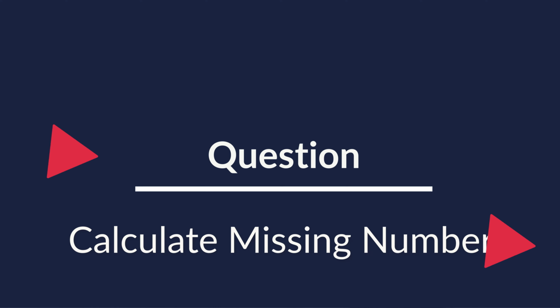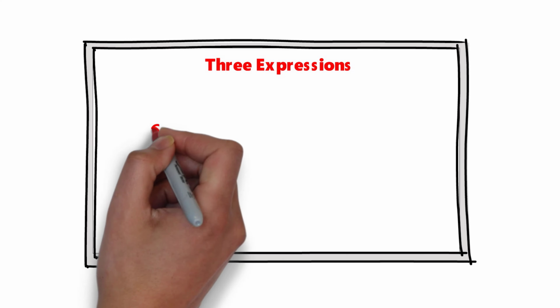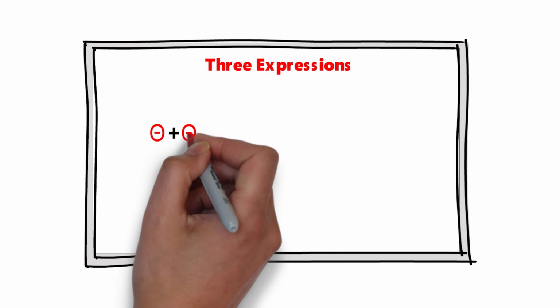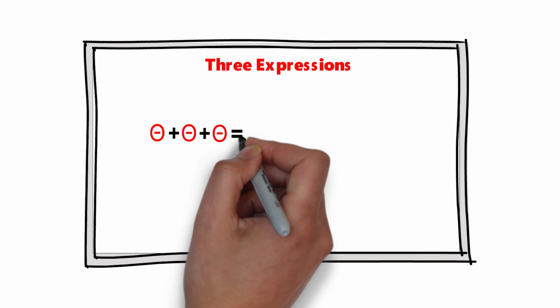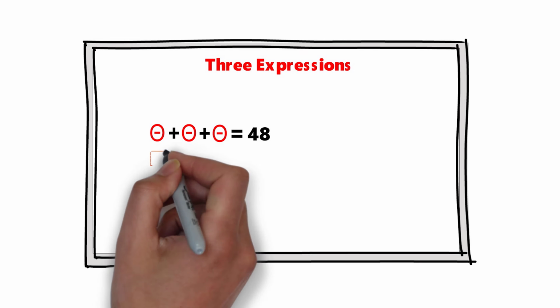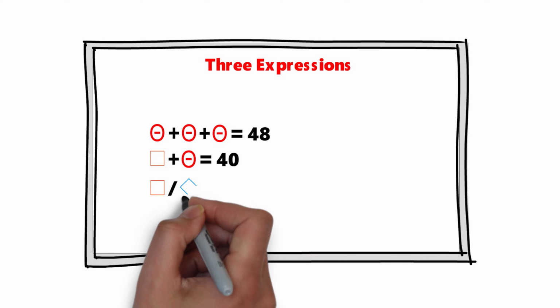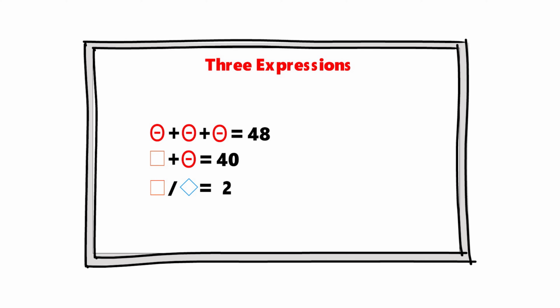Here's the cool question which is frequently used in a test. You're presented with three expressions. Circle with the dot inside plus another circle equals 48. In the second expression, you add square plus circle and the result equaled 40. And in the third expression, you divide square by the diamond and the result is equal to 2.